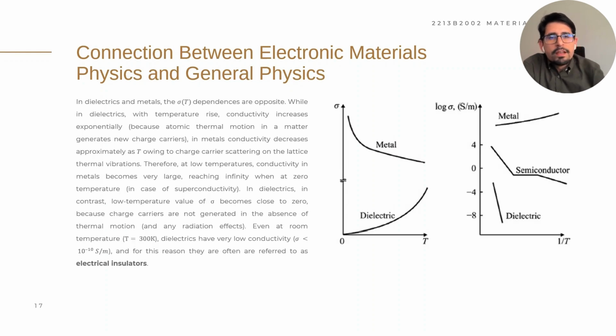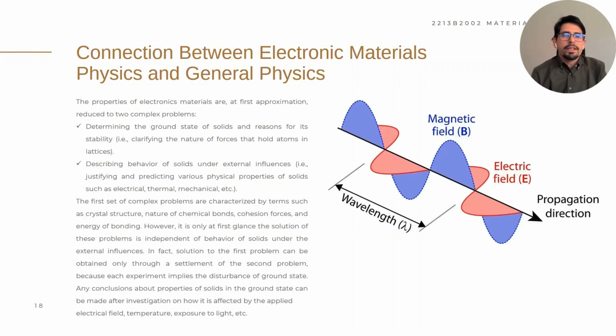In contrast, dielectrics exhibit an increasing conductivity with temperature as thermal motion generates new charge carriers. However, at room temperature, 300 kelvins, dielectrics still have extremely low conductivity, making them ideal electrical insulators. Semiconductors display an intermediate behavior where conductivity increases exponentially with temperature due to the excitation of electrons into the conduction band, making them highly tunable for electronic applications.